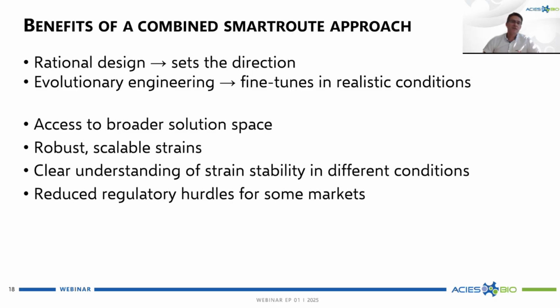At Acies Bio, we favor combining the genetic engineering and evolutionary engineering approaches. And this combination is one of the key pillars of the smart root approach. So basically, rational design really sets the direction, but then the evolutionary engineering fine-tunes and adapts the microbe for realistic conditions. And basically, this gives you access to broader solution space. It gives you, most importantly, robust strains, which are then scalable to larger volumes.